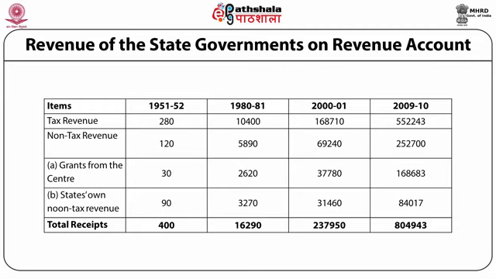And the grants from the center to the states increased from just 30 crores in 1951-52 to the tune of 1,68,683 crores in 2009-2010. Overall total receipts, we can see, were just 400 crores in 1951-52, which rose to 8,04,943 crores in 2009-2010.